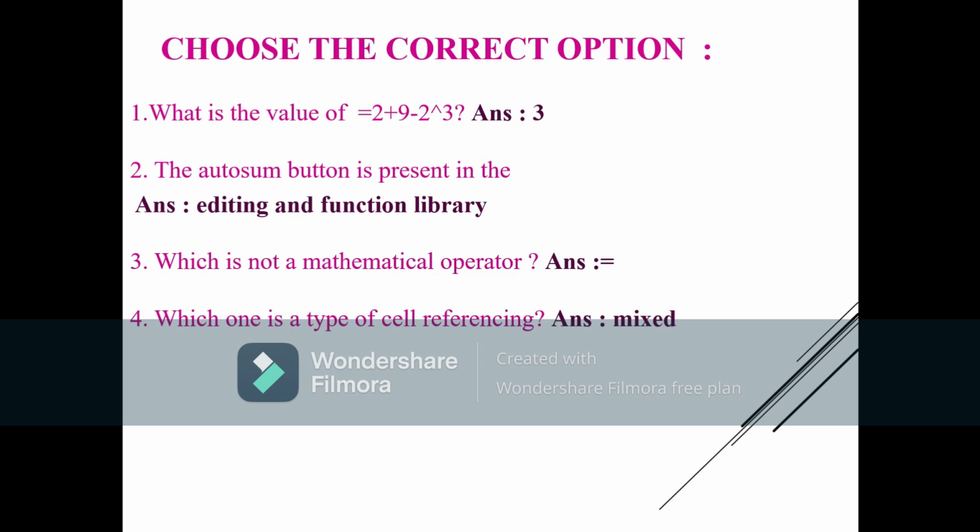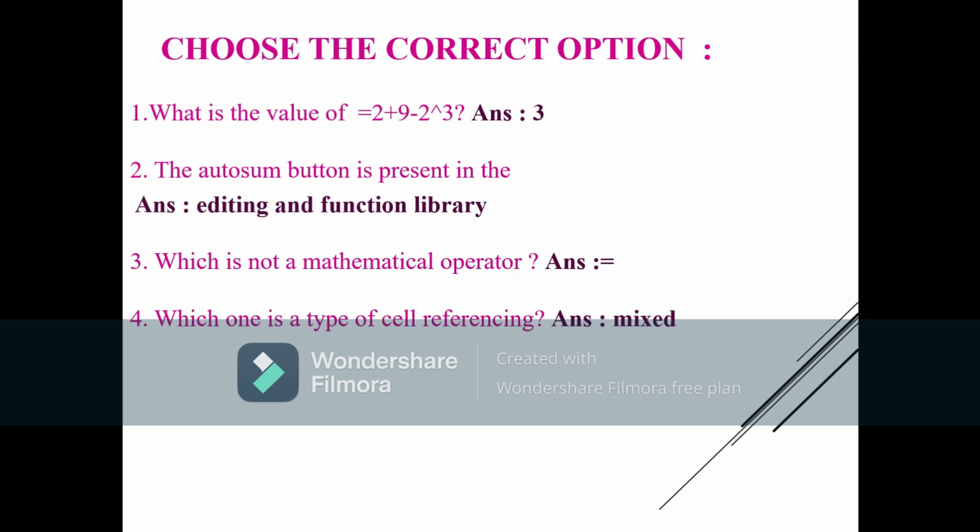Then the second question: the AutoSum button is present in the Editing group as well as the Function Library group. Editing and Function Library, that's not the one answer, that's wrong. Two options are there. One is the Editing group, please listen carefully, and the second one is the Function Library group. In both the Editing group and the Function Library group, we can find the AutoSum button.